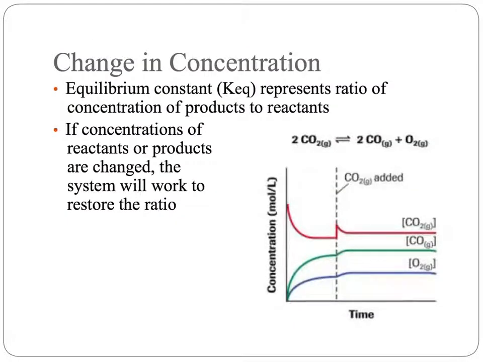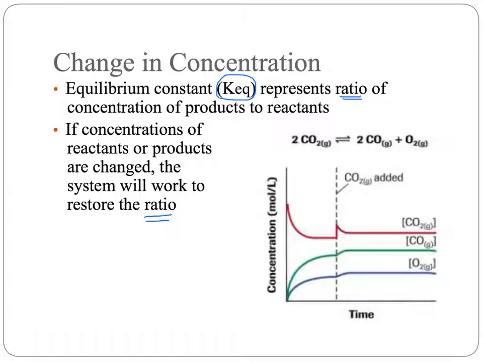So let's look at these three things that can stress equilibrium. The first is a change in concentration. Now remember that our equilibrium constant, or the big K, represents a ratio of the concentration of products to the concentration of reactants. It's not a particular number, it is a ratio that is achieved by doing some division. So if the concentration of the reactants or the products is changed, the system will work to restore the ratio, and so your equilibrium constant is not affected by the starting concentrations.